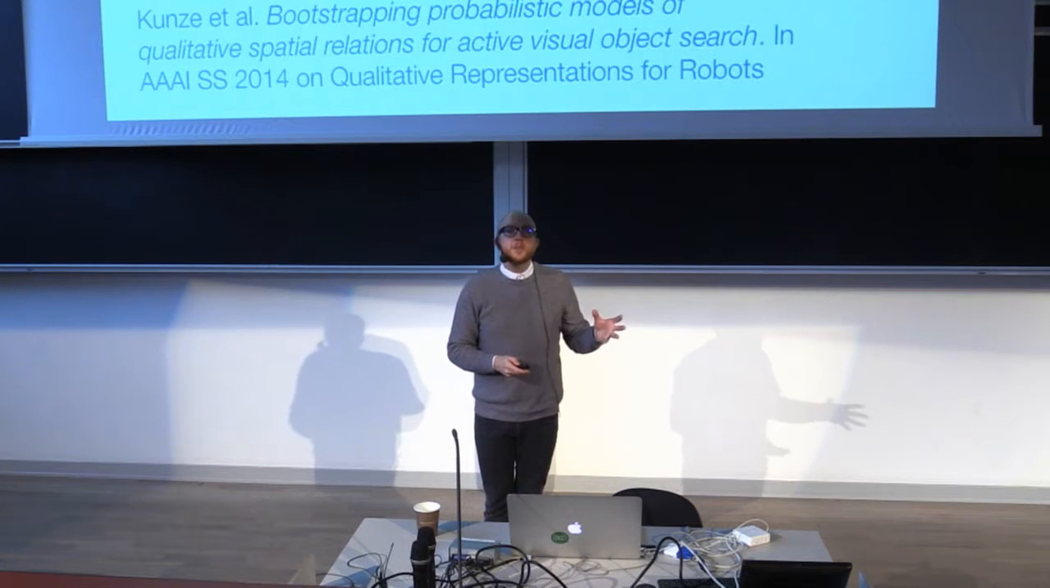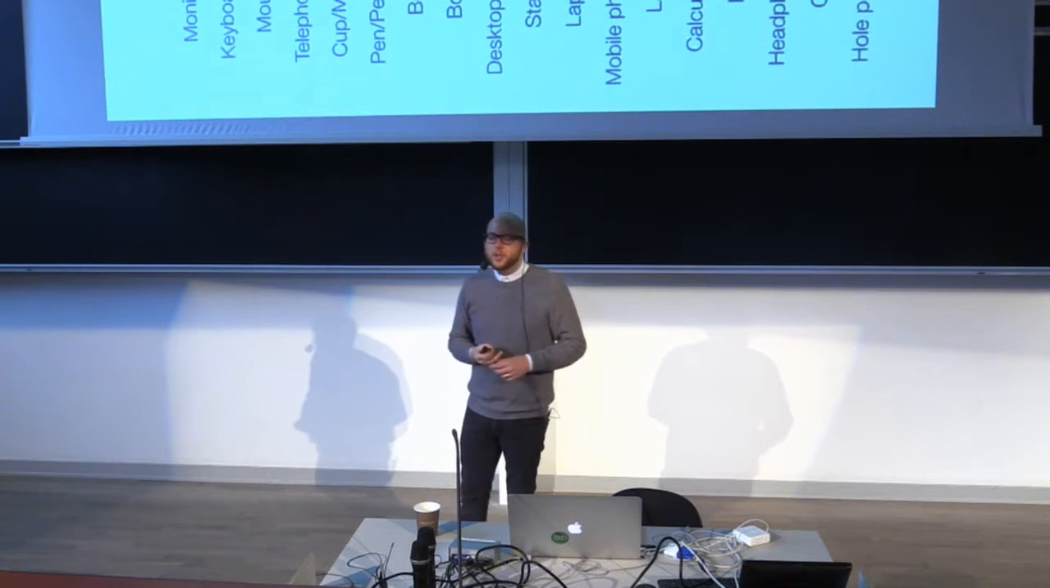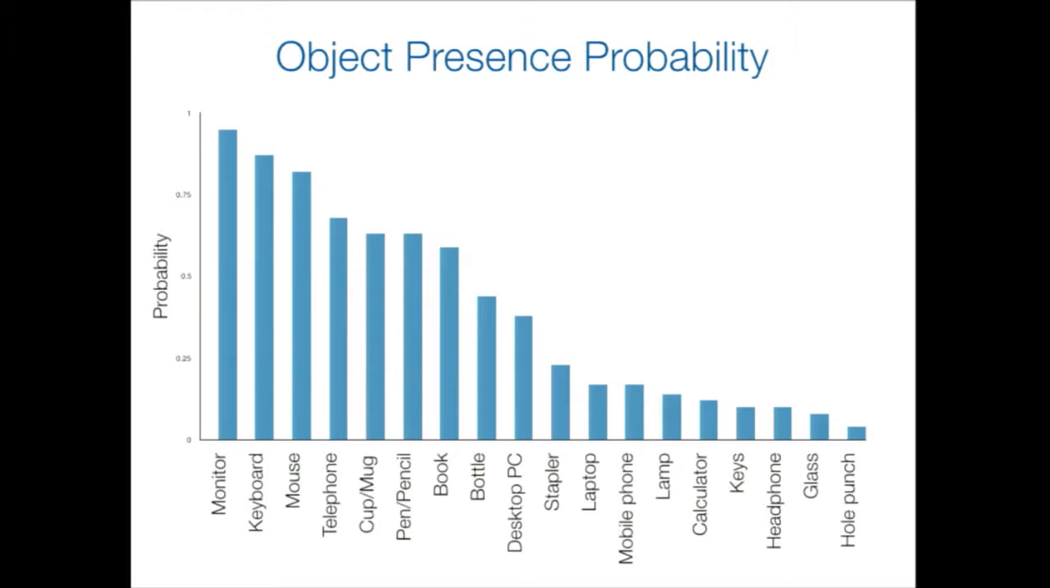Okay, so what can you do with this information? Well, the first thing is you can look at object presence probabilities. This isn't a qualitative relation, but it gives you a prior for reasoning later if you're trying to recognize objects. So this is the probability of finding a particular object on a desk. Monitors are very, very probable. Hole punches in this digital age, particularly in computer science departments, are very, very unlikely.